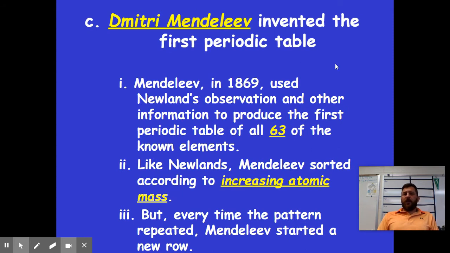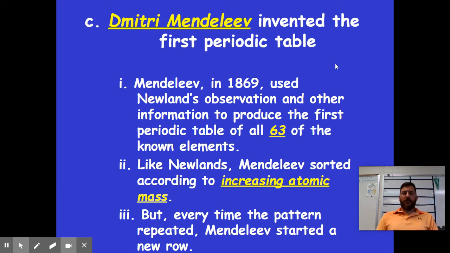The next person to come along was Dmitri Mendeleev. He invented the first periodic table in 1869. He used Newlands' observation, and he produced the first periodic table of all 63 known elements. So there were only 63 known elements in 1869. Today there are around 116 to 118, depending on which periodic table you look at.